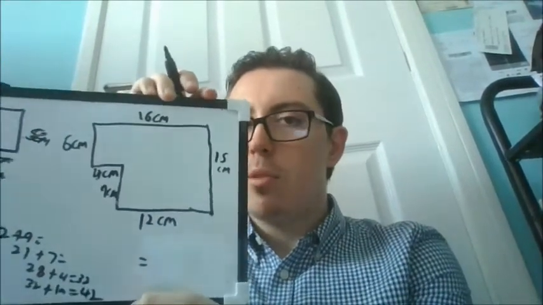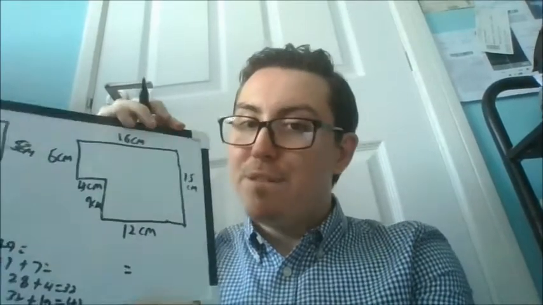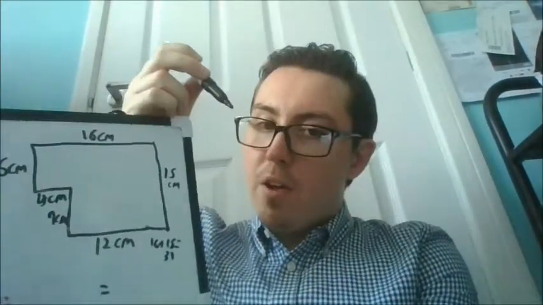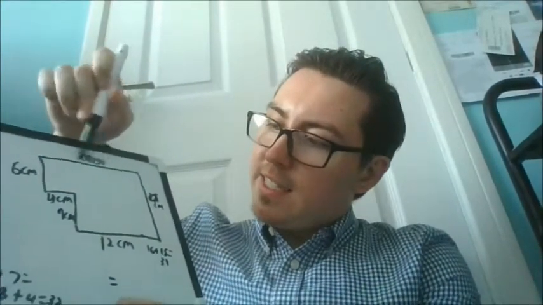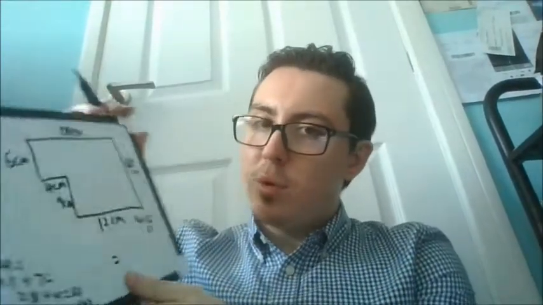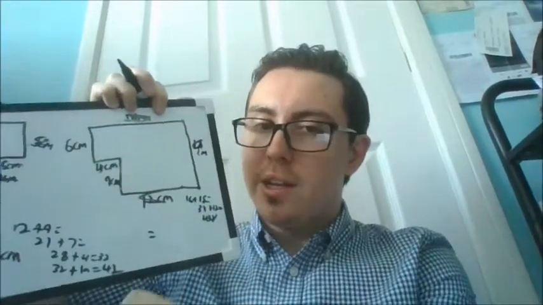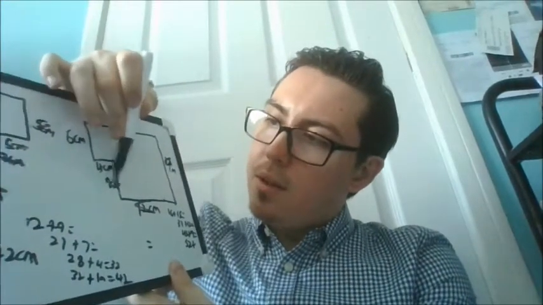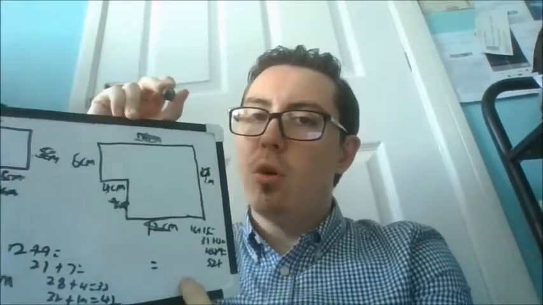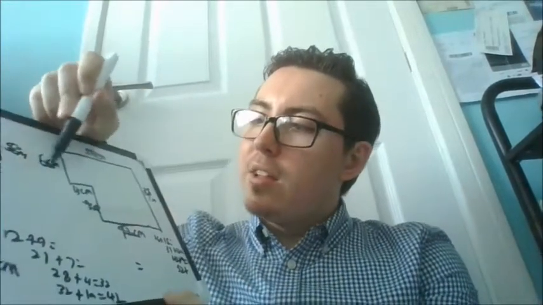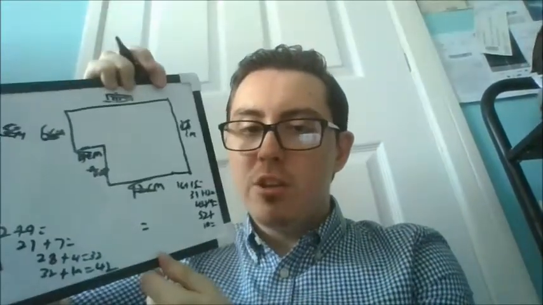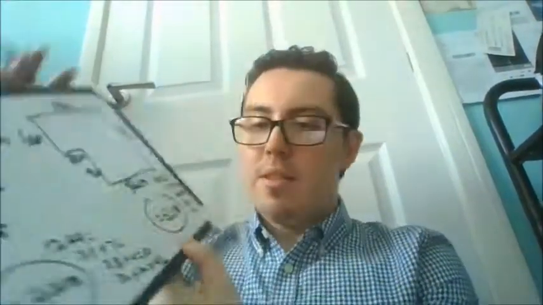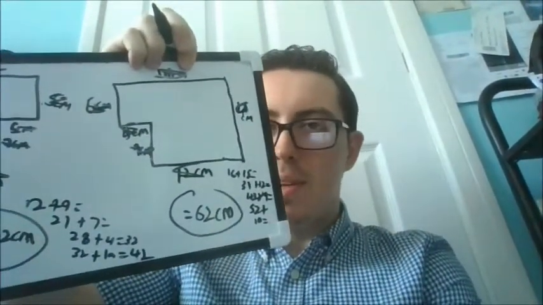Let's add them up. So start with the bigger numbers first. 16 add 15, if you work this out, it is 31. So let's cross out 15 and 16. What else we got? We've got 12. 31 add 12 is 43. Okay, what else we've got? We've got 43 add 9. 43 add 9 is 52. Cross out the 9. What's our last two? We've got 6 and 4. Together they make 10. So 52 add 10 is 62. The answer is 62 centimetres.